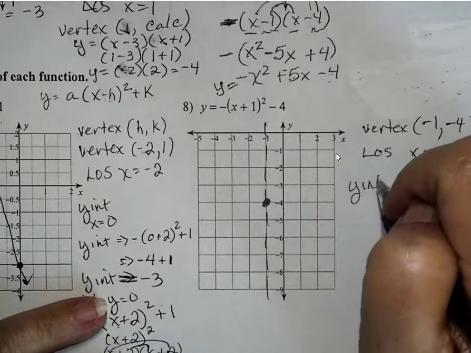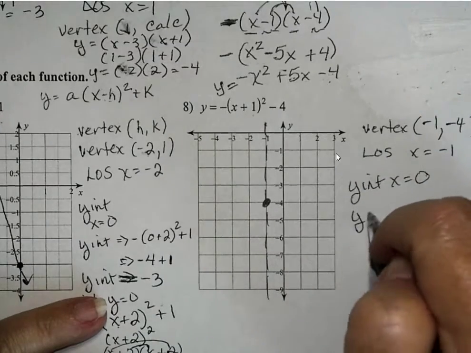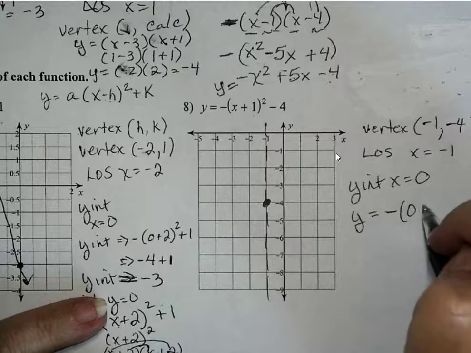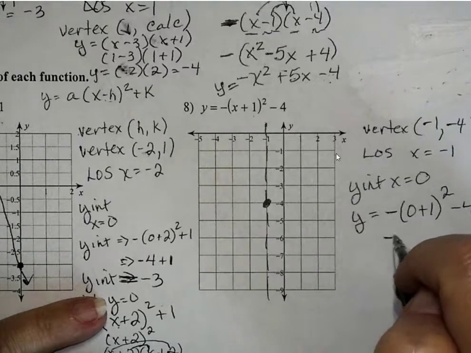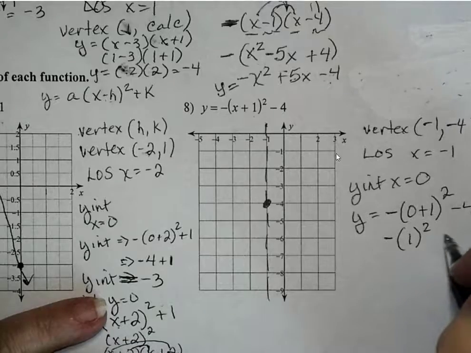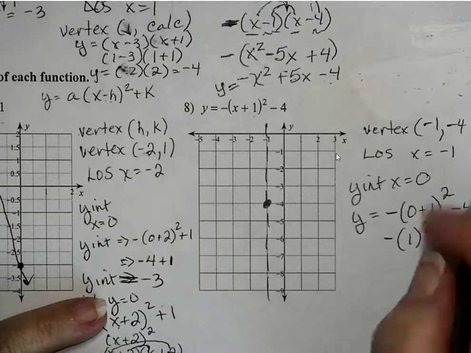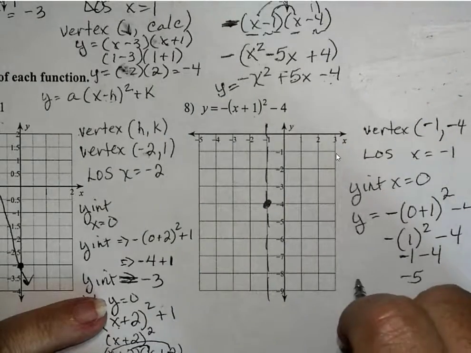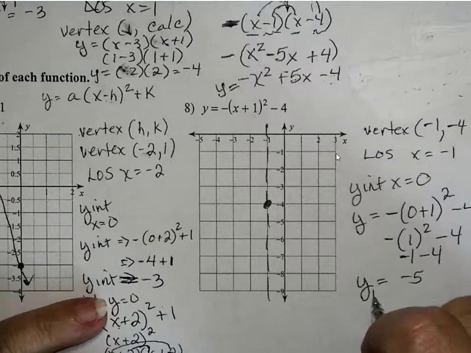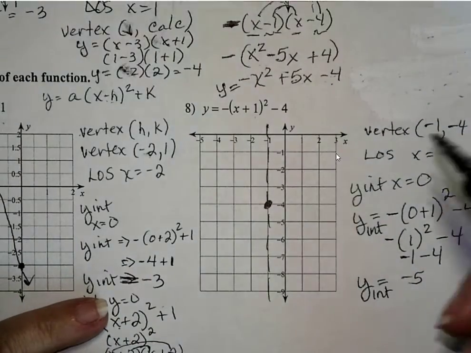So one way to find the y-intercept is to say that x equals 0. So I would have y equals the opposite of 0 plus 1, quantity squared, minus 4. The opposite of 1 squared, minus 4. 1 squared is 1. The opposite of 1 is -1, minus 4. So the y-intercept is at -5.